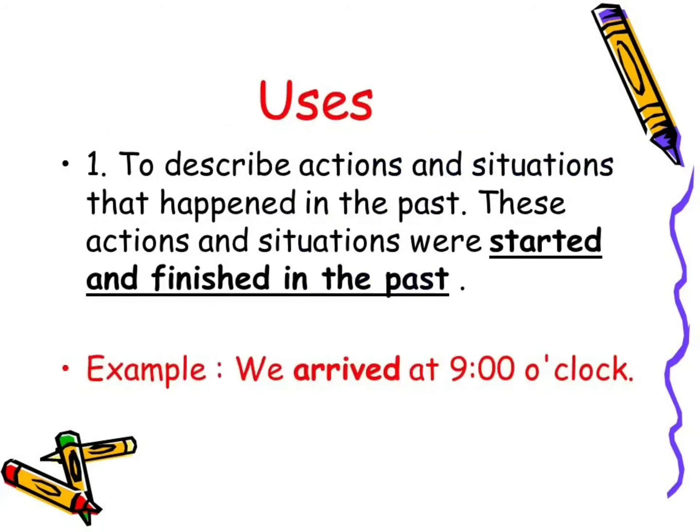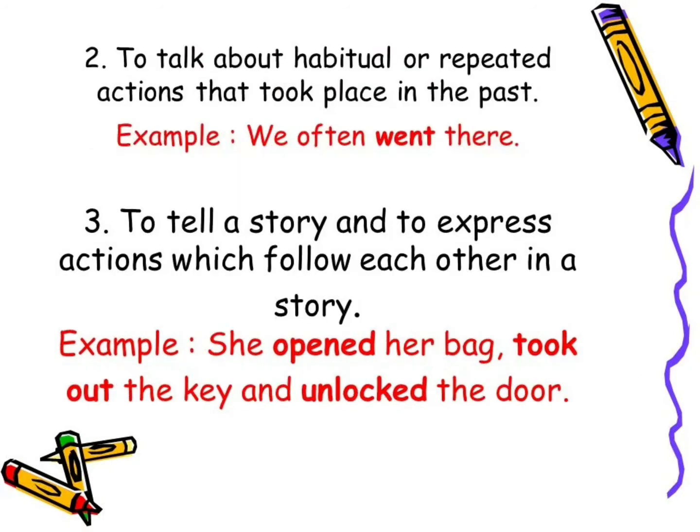For the next, I will explain about uses of simple past. For the first, to describe an action and situation that happened in the past. This action and situation were started and finished in the past. Example: We arrived at 9 o'clock. The second is to talk about habitual or repeated action that took place in the past. Example: We often went there.